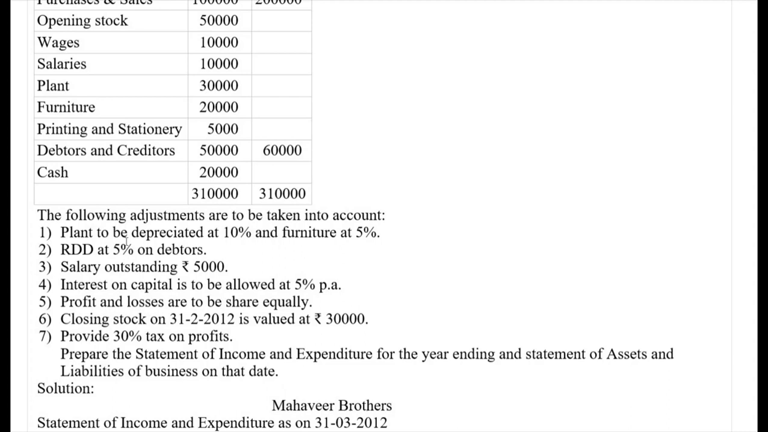assets and liabilities. Interest on capital must be shown under the head of interest in the statement of income and expenditure, and the same must be added to the respective capital balances of the partners in the statement of assets and liabilities. Then closing stock must be shown under inventories in the statement of assets and liabilities. Provide 30% tax on profits: it must be shown under the head of provisions in the statement of income and expenditure, and the same shall be shown under provisions in the statement of assets and liabilities.